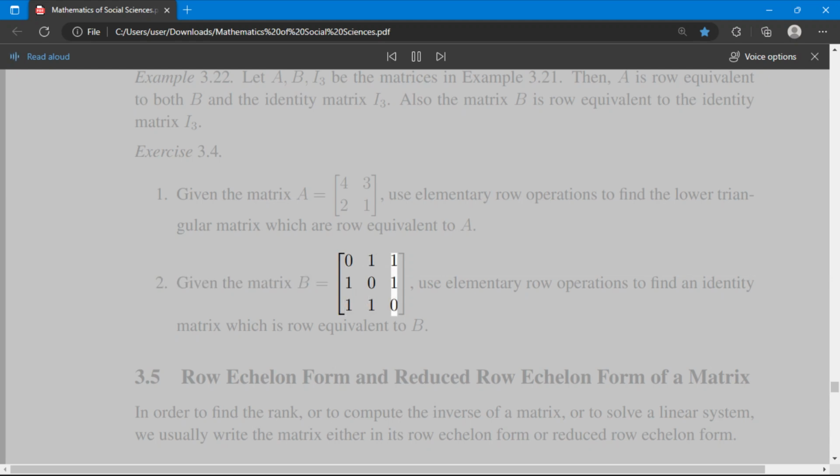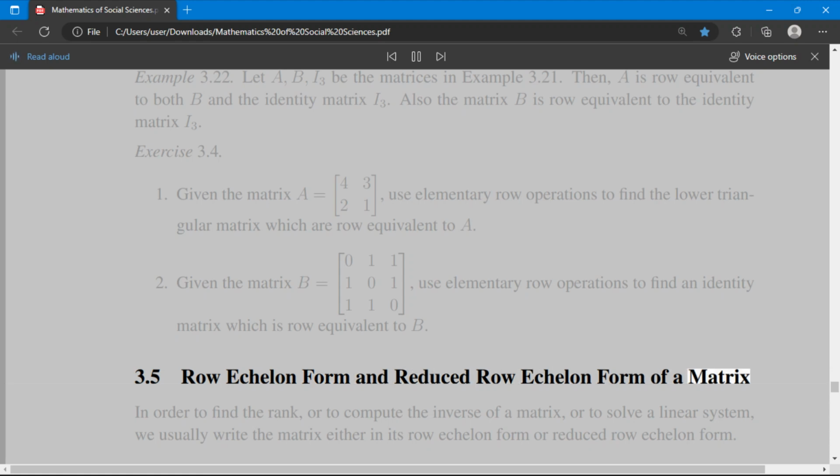2. Given the matrix B equals [0 1 1; 1 0 1; 1 1 0]. Use elementary row operations to find an identity matrix which is row equivalent to B.